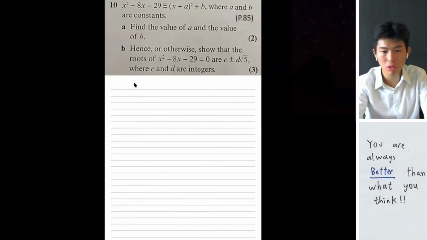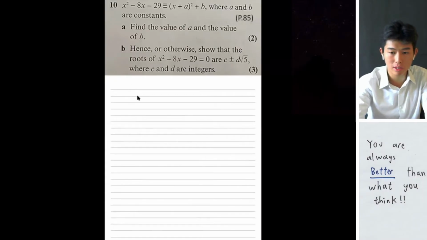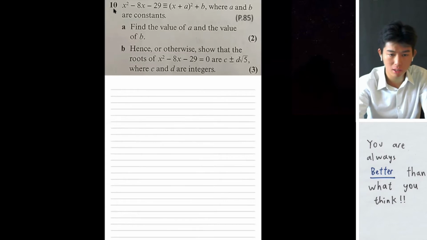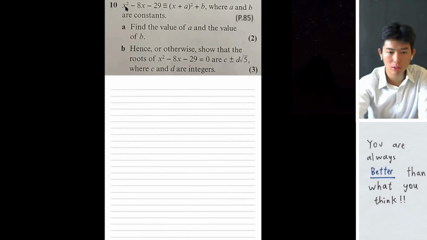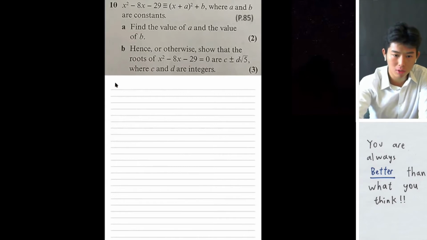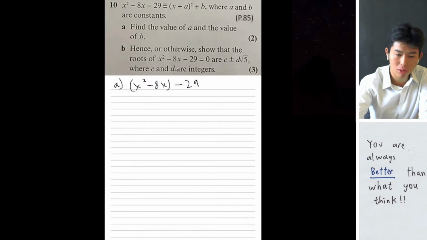Okay, let's do some questions from the review exercise in the textbook. This is question 10 from page 85. Let's start off with part A. x squared minus 8x minus 29 equals (x plus a) squared plus b. First things first, we have to separate x squared minus 8x and minus 29.